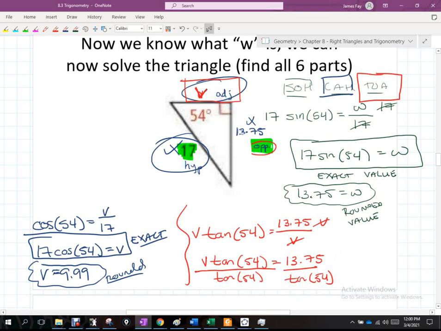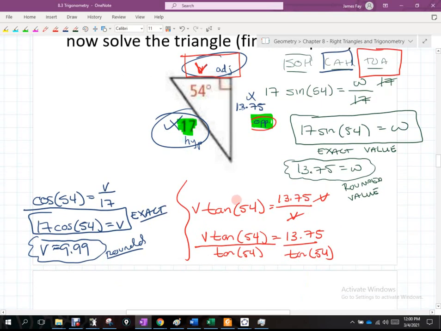Something to think about is the reason we write it this way, because this is a variable times the coefficient. Usually we write the coefficient first, right? When we talk about the tangent, sine, and cosine as our coefficients, and we don't write them first, if I write tangent of 54 times v, that's not terrible because I've got parentheses around the 54.